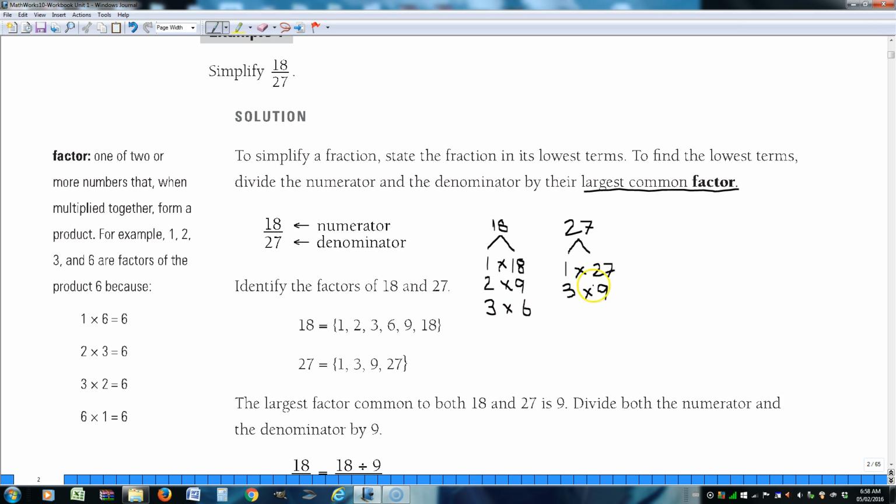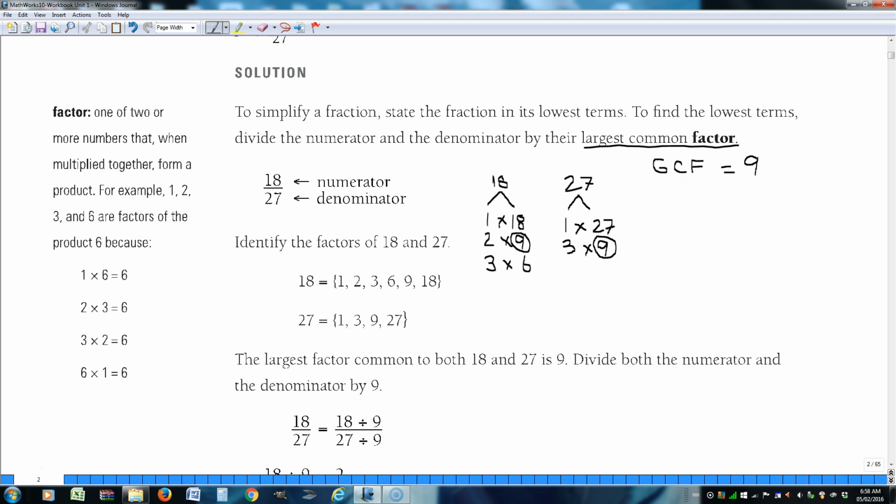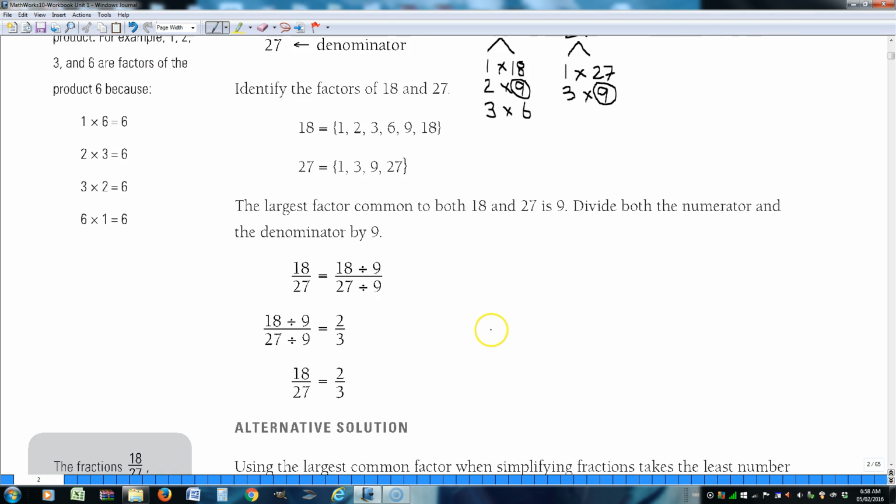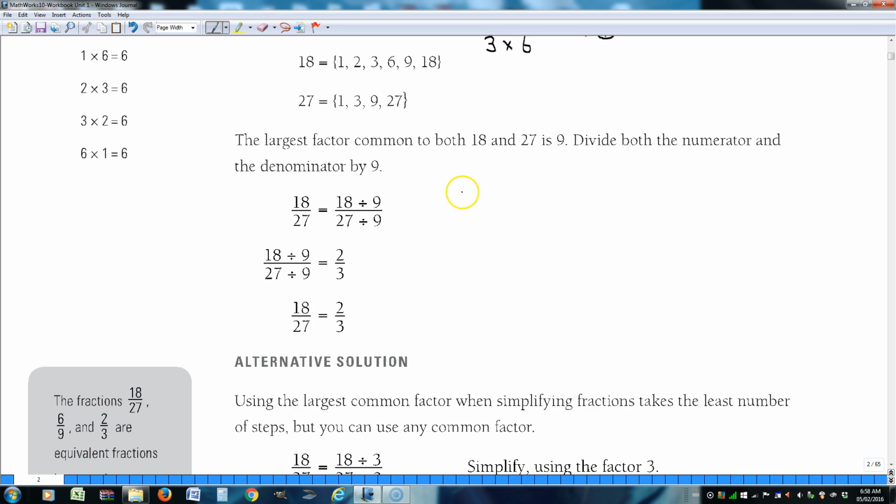It looks like the number in both lists, that's the biggest, is the 9. So 9 is the greatest common factor, or the largest common factor. Some people will call it the GCF, greatest common factor, is 9. Let's use 9 to reduce 18 over 27. So first of all, we need to make sure we divide the top and the bottom by the same amount if we want to reduce a fraction.